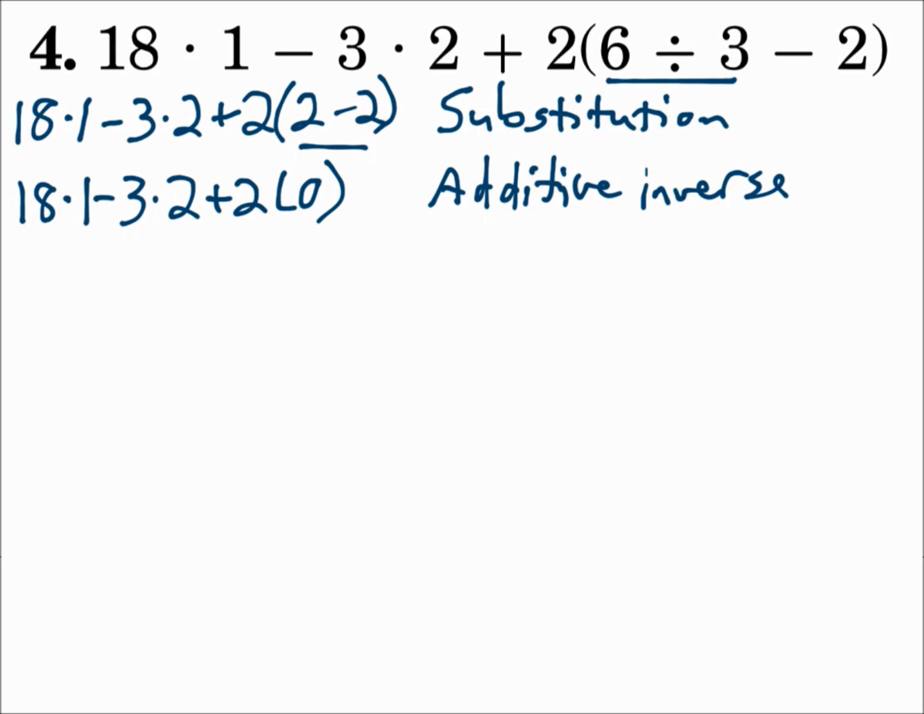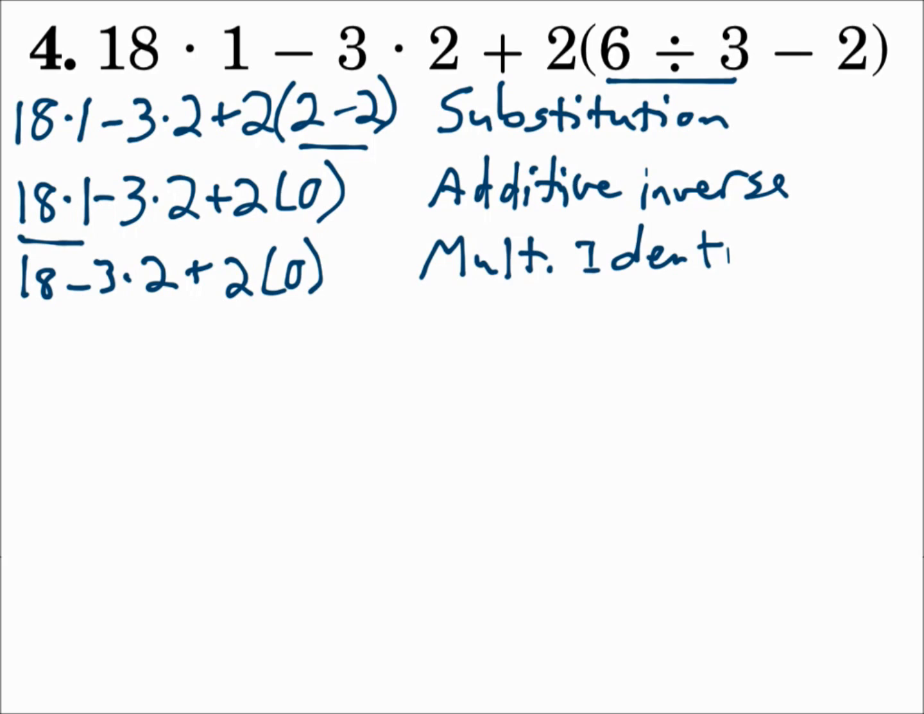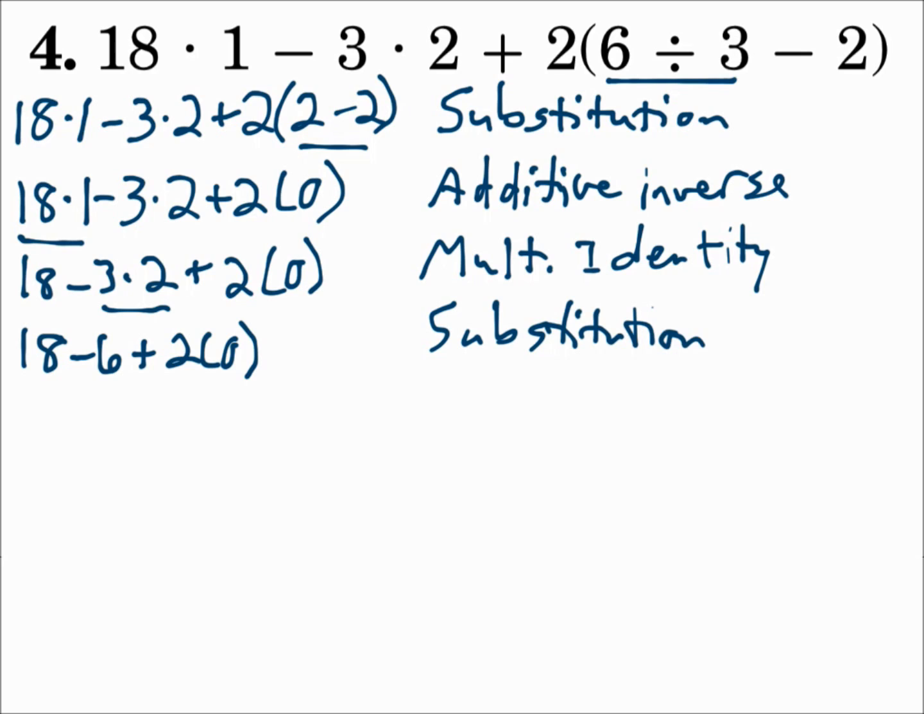Next, we'll multiply and divide left to right. 18 times 1 is 18. And when you multiply by 1, that's the multiplicative identity. The next multiplication is 3 times 2, which is 6. And that will just be substitution.